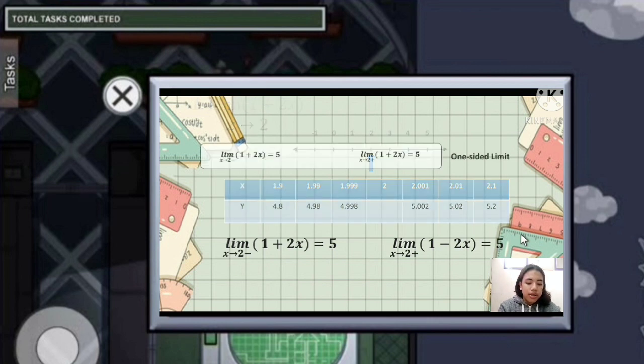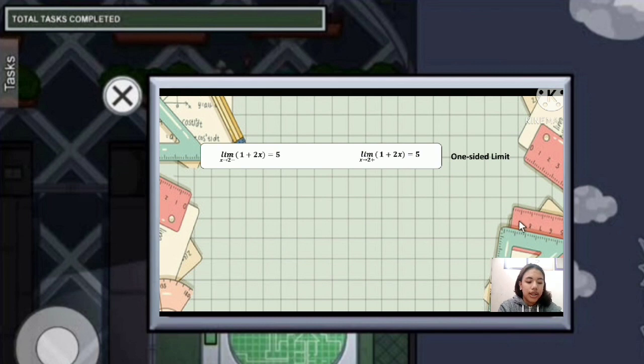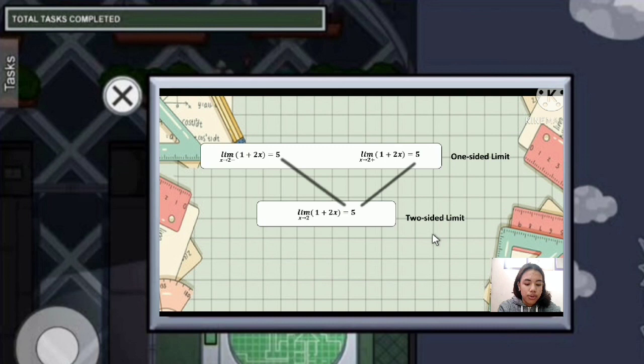Now we have the following values. They are called one-sided limits because they are specific to one direction, one from the left and one from the right. If it's not specified as negative or positive that our x approaches, it is called a two-sided limit. Take note that our two-sided limit will exist if our one-sided limits have the same value. In this case, they have the same value, so the final answer is the limit of 1 plus 2x as x approaches 2 is equal to 5.